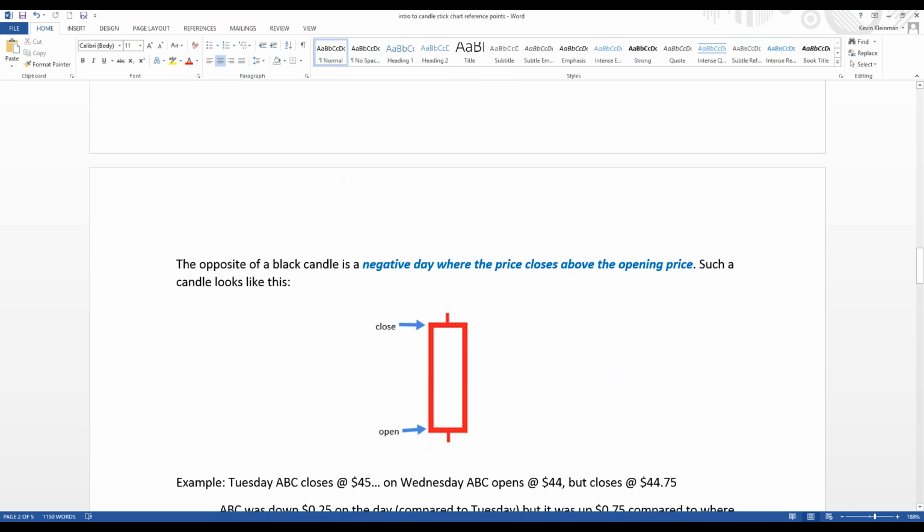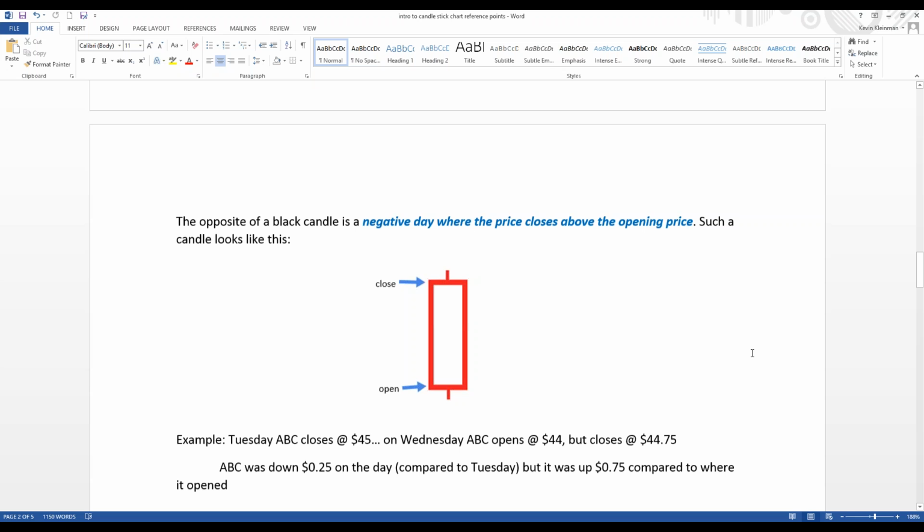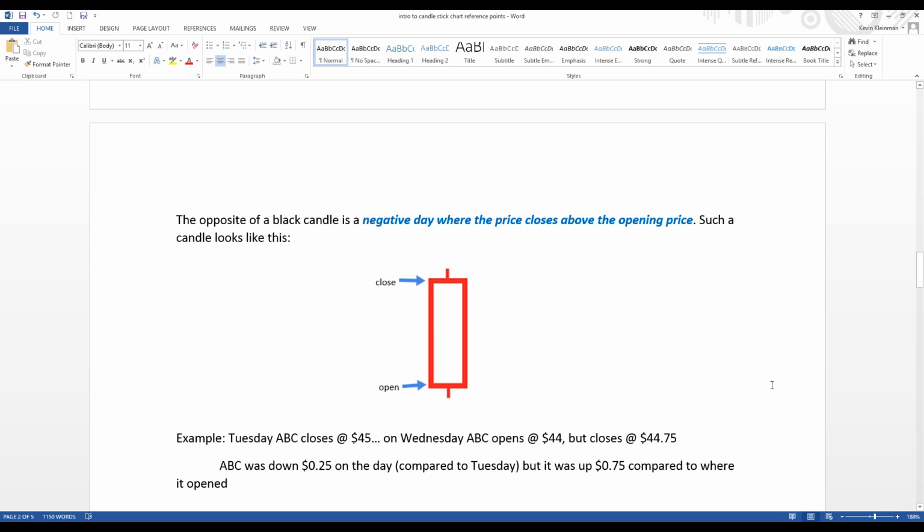Now the opposite of a black candle is a negative day where the price closes above the opening price. Sometimes the candle looks like this. It'll look like a hollow candle in some instances. So for example, Tuesday ABC closes at 45. On Wednesday, ABC opens at 44 but closes at 44.75. So while ABC was down 25 cents on the day compared to Tuesday, it was actually up 75 cents compared to where it opened. Why are black candles and hollow candles so important?